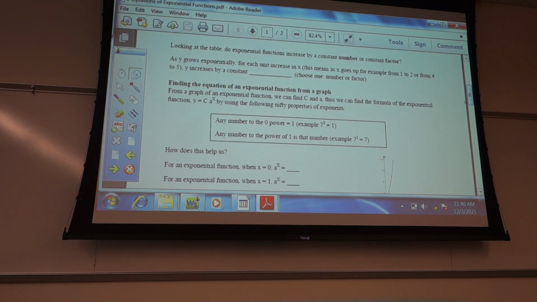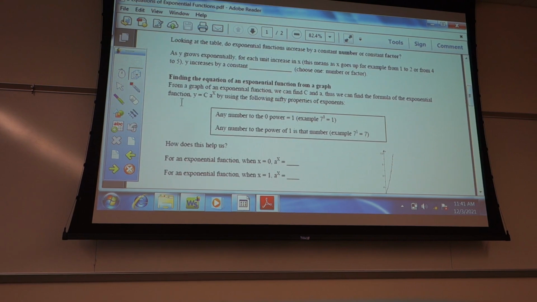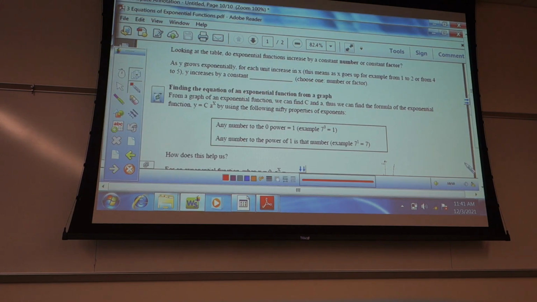So looking at the table, do exponentials increase by a constant number or a constant factor? Factor. Constant factor, factor being multiplying. Constant number means you just add the same amount or subtract the same amount. So as y grows exponentially for each unit increase in x, as x goes up from 1 to 2 or from 4 to 5, y increases by a constant factor, in other words, by multiplying the same number each time.